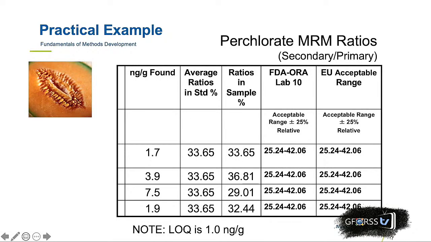Let's look at an example here. This is perchlorate in melons. The ion ratio of the secondary over the primary diagnostic ions is just under 34% in the standard, and in the sample, it varies from 29 to 37%. The 2 columns on the right indicate that these ions would be acceptable both in the US and in the EU.